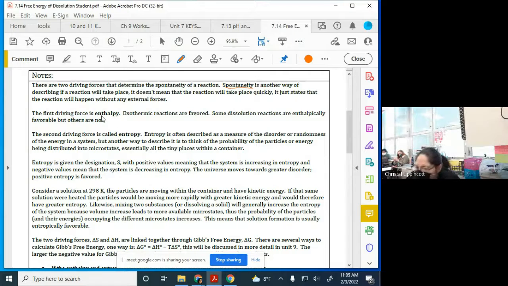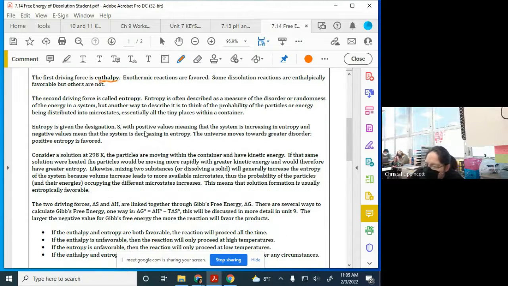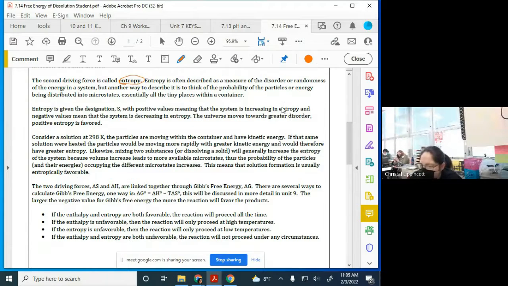There are 2 factors at play. The first of them is enthalpy, and enthalpy is the driving force. That is the heat. And we talked about that back in, I think it was Unit 6. The second driving force then is entropy, and that's often described as disorder or randomness. It's kind of the number of microstates that can happen. So the probability of something getting together, being distributed in these tiny little places around the container.